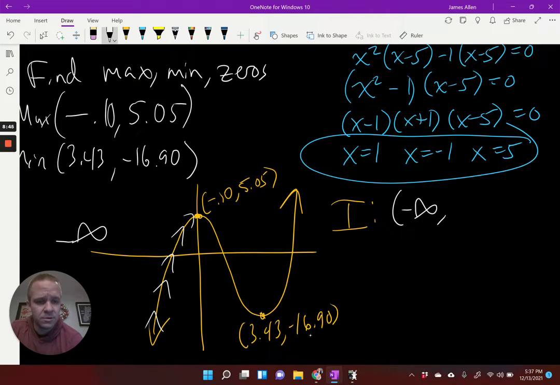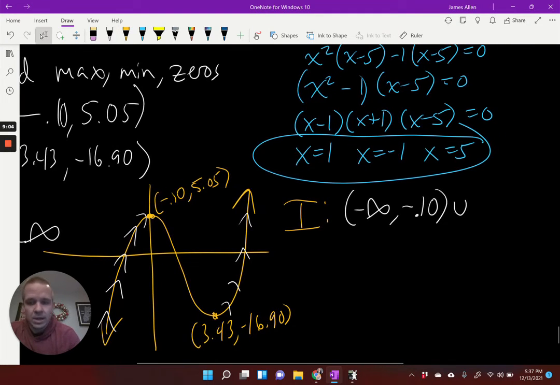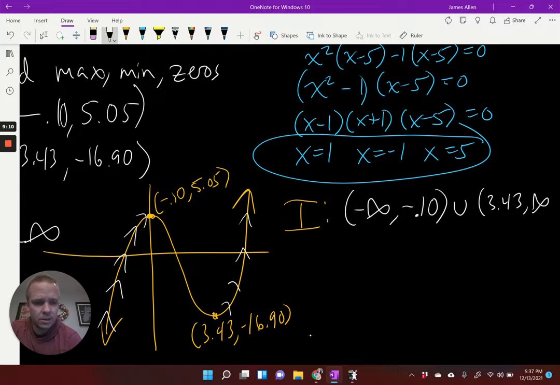All the way up until negative 0.10, okay? And not including that point. So these are x coordinates to tell us where it's increasing, where it's decreasing. Is it increasing anywhere else? It certainly is. It's going up on this part as well. So now we have union. Let's see, here we go from 3.43 to infinity and beyond, right?